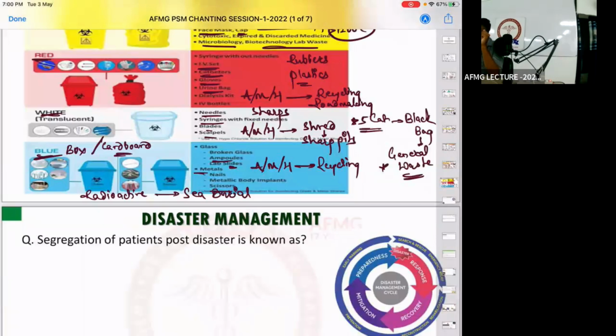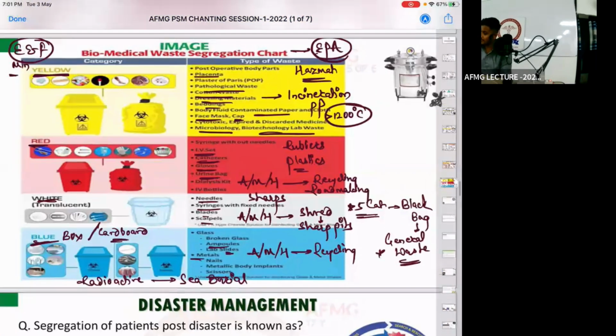No issues with this. Now if there is a blood stain, a common question of PSM, blood stains on the floor, it is disinfected with 1% sodium hypochlorite. Remember this. No issues with this.